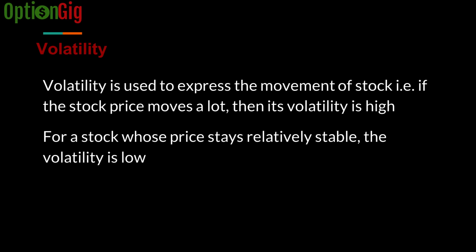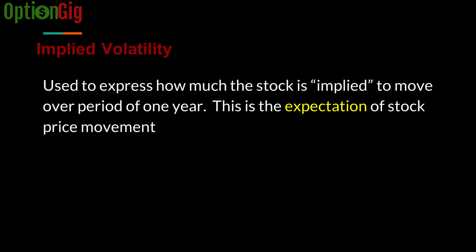Okay. Now let's look at what is implied volatility. When in a trader's trading terms we talk of implied volatility, that means how much a stock is implied or expected to move over a period of 1 year. This is the expectation of the market as a whole of the stock price movement. Like I said earlier, it does not tell whether the stock is going to go up or go down, but it just says that the stock will move so much.